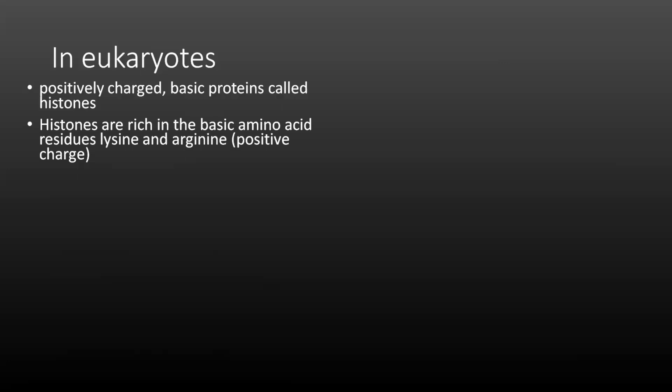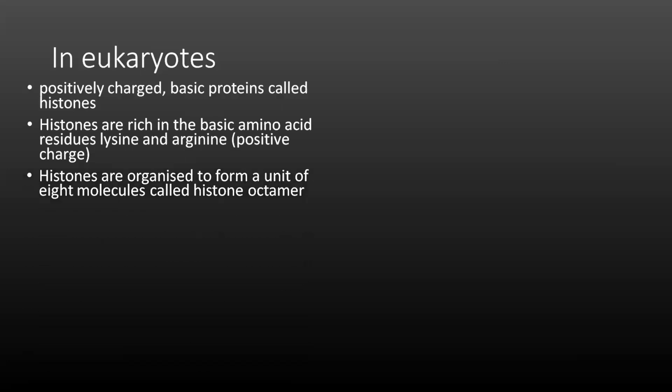You know, amino acids join to form protein. Fatty acids join to form fats. Glucose joins to form carbohydrate. So histone is positively charged because it is rich in lysine and arginine. Histones are organized to form a unit called the histone octamer. What is octamer? Eight. So eight histone molecules will join together to form an octamer.